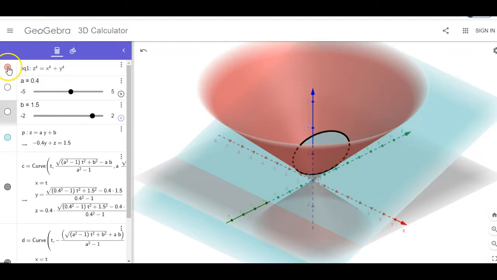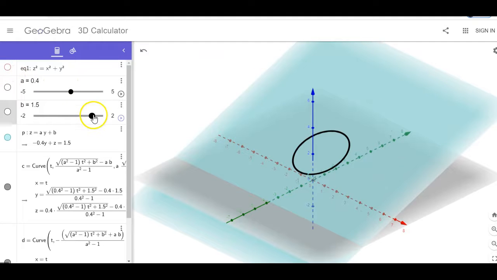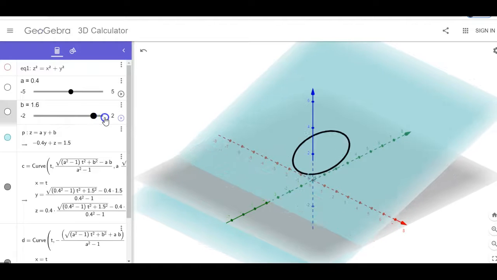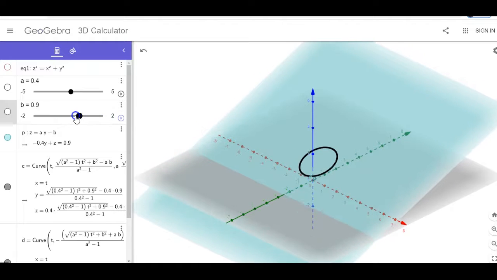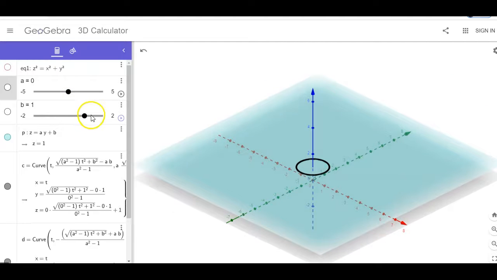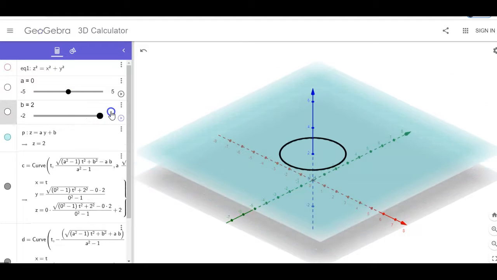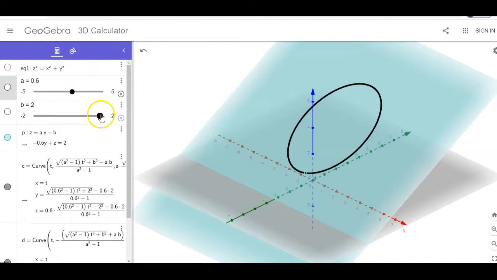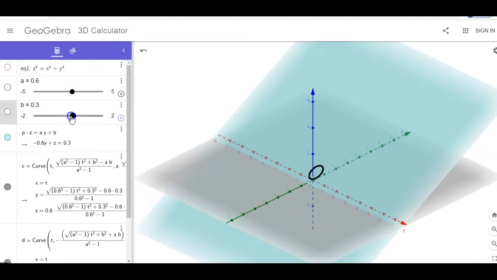So I'm going to take the cone away, and you can see as I change B that we get an ellipse of different shapes. It's not circular anymore like it was when that angle of inclination was 0. At 0 we got nice pretty circles. But now that we've rotated a little bit, they are elliptical.